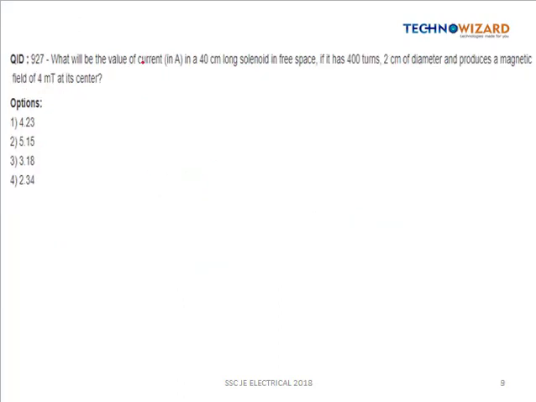What will be the value of the current in ampere in a 40 centimeter long solenoid in free space? It has 400 turns and 2 centimeter diameter and produces a magnetic field of 4 millitesla at its center. First of all, in the question, length is given, which is 40 centimeters, so we will convert this into meter, which is equal to 0.4 meter, and this is in free space.